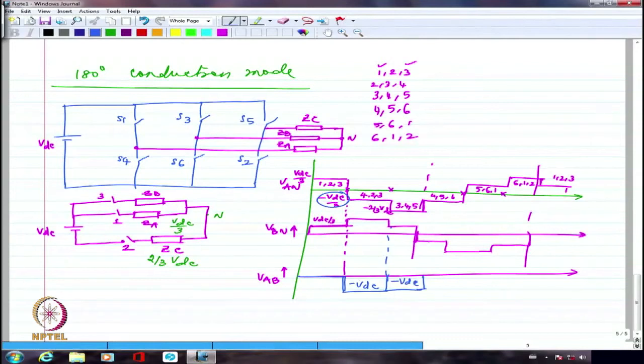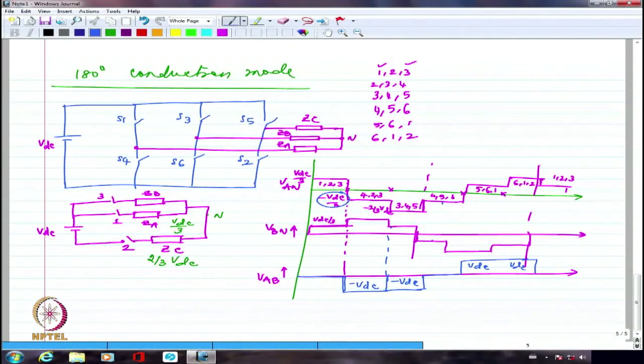Then I will have here this value and these values coinciding with each other. So I will have 0 voltage. I hope this will be something like this, plus VDC and plus VDC. Just by half-wave symmetry, I'm drawing it. That's all.